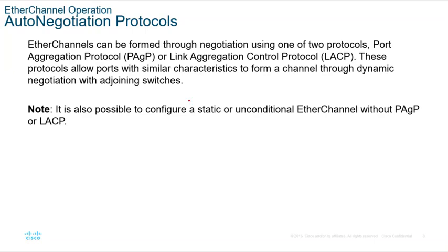Then we have the auto negotiation protocol. Ether channel can be formed through negotiations using one of 2 protocols. We have Port Aggregation Protocol, which you can abbreviate as PAgP, or Link Aggregation Control Protocol, which you can call LACP. These protocols allow ports with similar characteristics to bundle. If they are not similar or do not have the same characteristics, then it's not going to work.